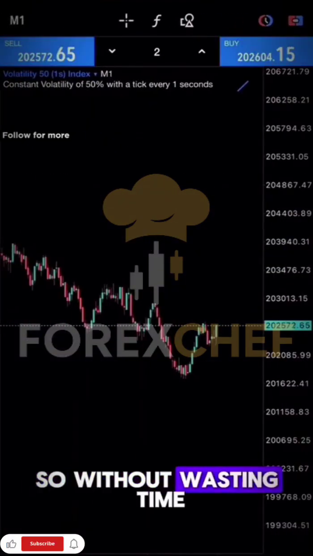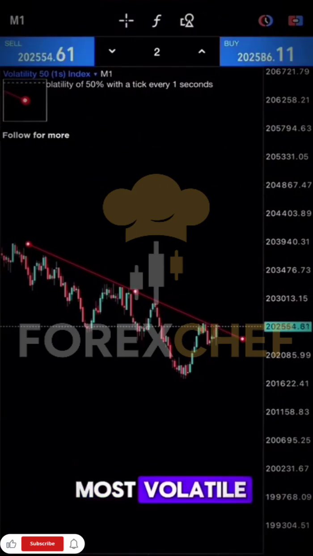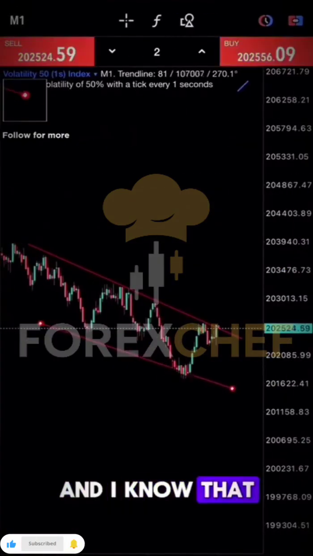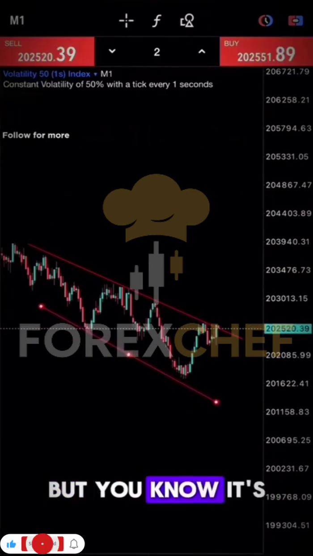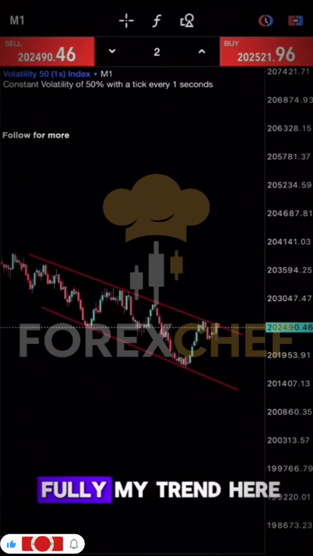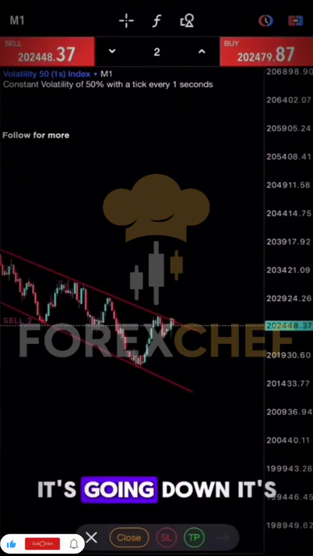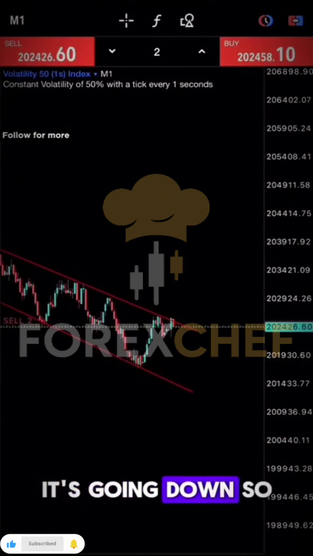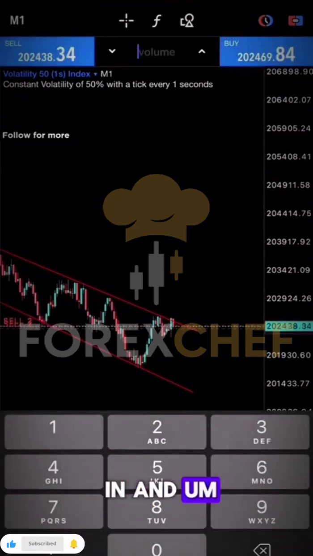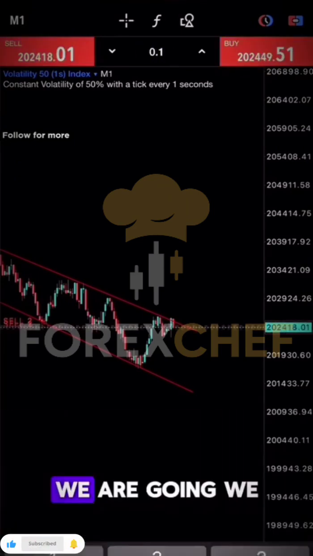So without wasting time, I have chosen Volatility 75 because I believe it's very volatile. And I know that this one will take us up, but it's a game of cat and mouse. And I've identified fully my trend here. And if you see, it's going down. So my first position is in, and yeah, let's go, guys. We are going.